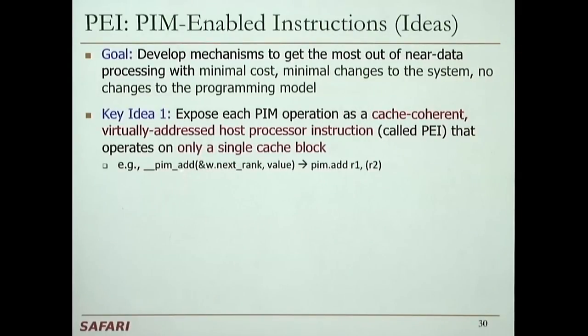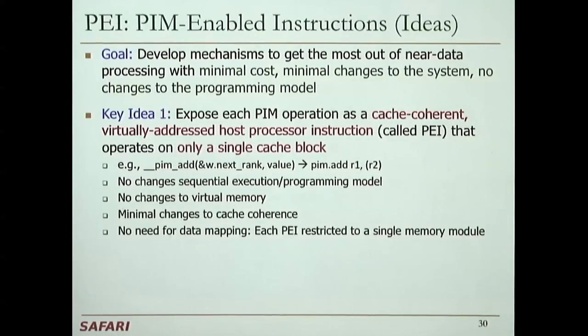So this is an example of a PIM-enabled instruction. You have a PIM add. Instead of an add instruction, you have a PIM add instruction. And that's basically takes a memory address, and it adds a value to the value in that address. Sounds good, right? This way you can, I'll show you how you actually change the PageRank code with that. There's no change to the sequential programming model, no change to virtual memory, because the processor actually decodes this instruction, does the address translation, and sends it to memory if needed.